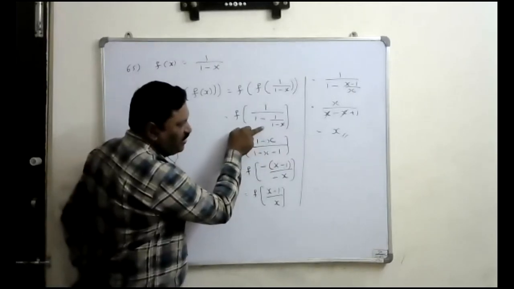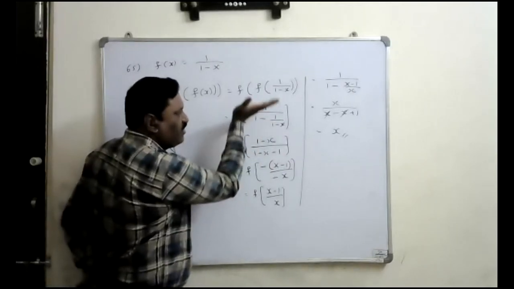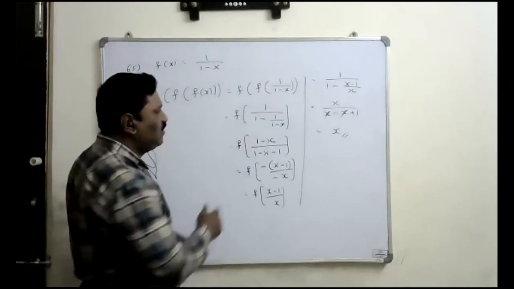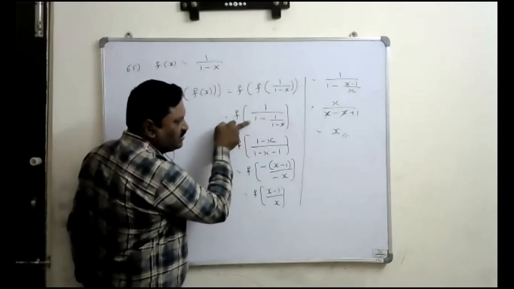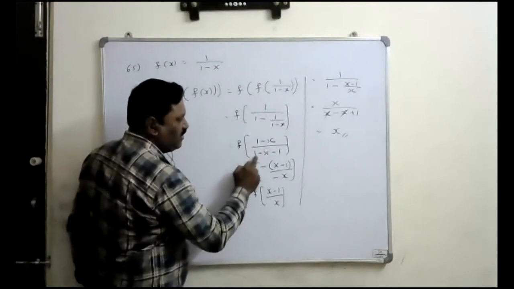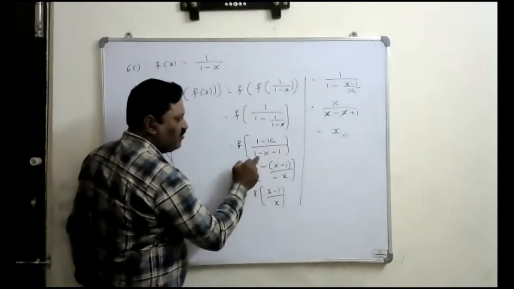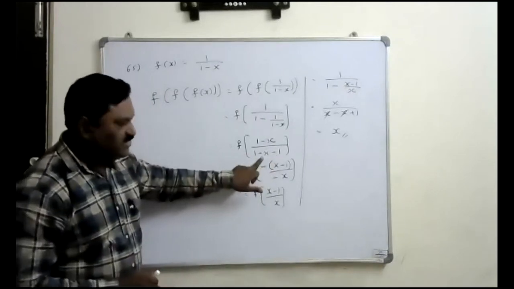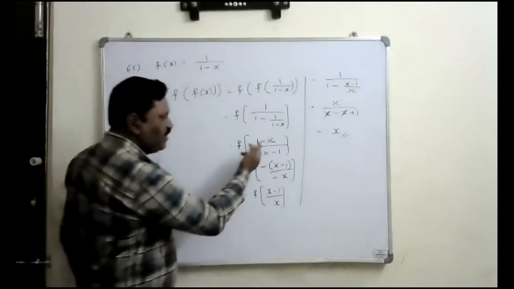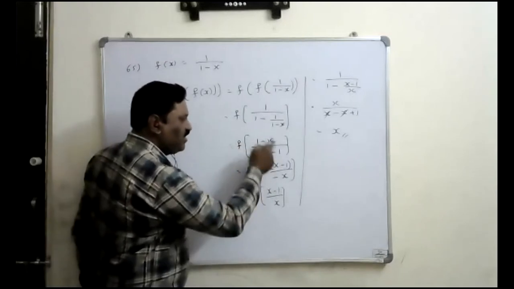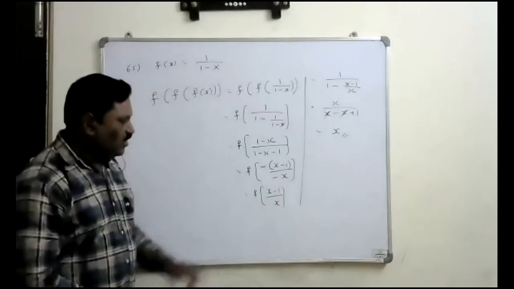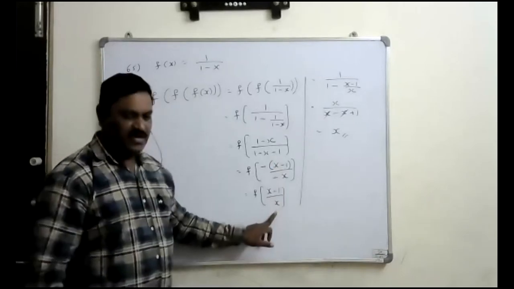Here the LCM in the denominator is 1 minus x. That LCM can be brought to the numerator. So 1 minus x comes up, and after taking the LCM, 1 minus x comes on this side. 1 minus x into 1, that is 1 minus x minus 1. Then 1 minus 1 cancels, the remaining is minus x. So from the numerator take the minus common. We get minus of x minus 1 by minus x. So minus minus cancel. The remaining x minus 1 by x will be there.